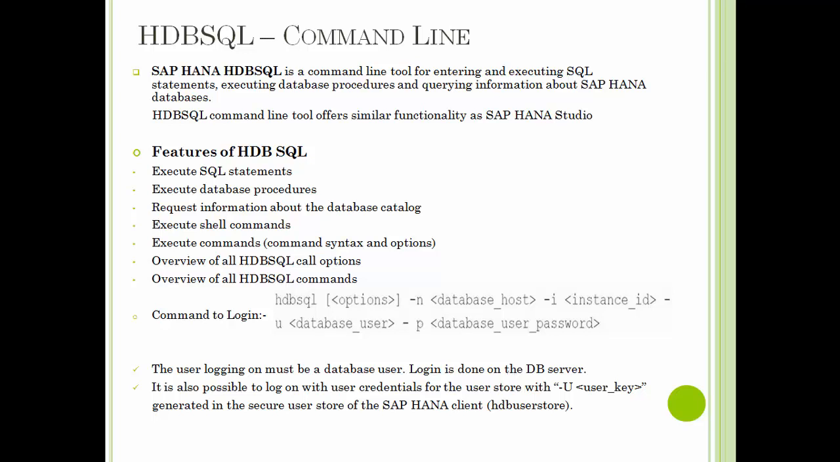All right, now let us move on to understand the second admin tool for administering the SAP HANA database. This tool is called the HDB SQL tool, which is the command line tool. So this command line tool can be used for administration and also for monitoring activities. And it offers functionalities similar to HANA Studio.